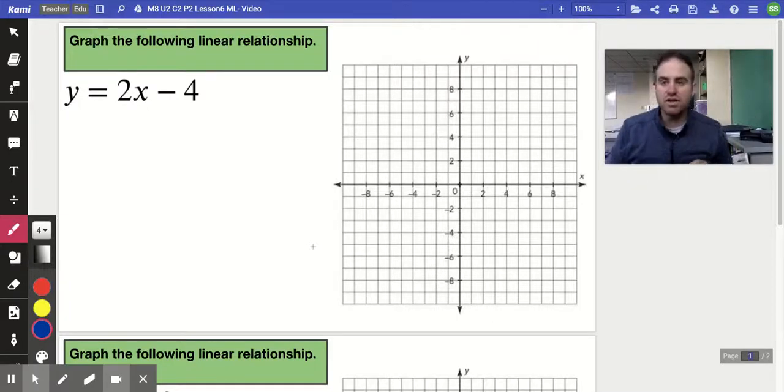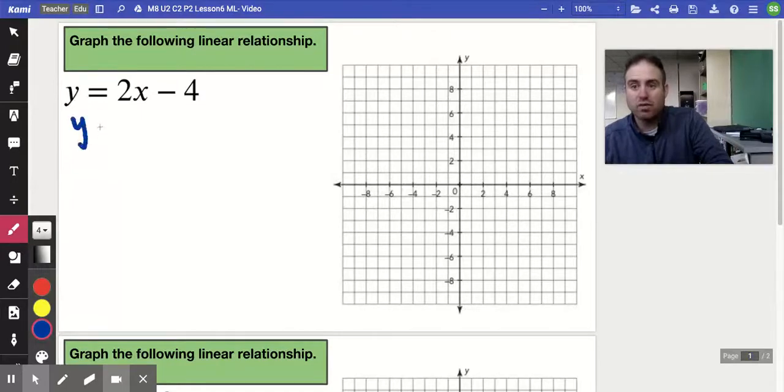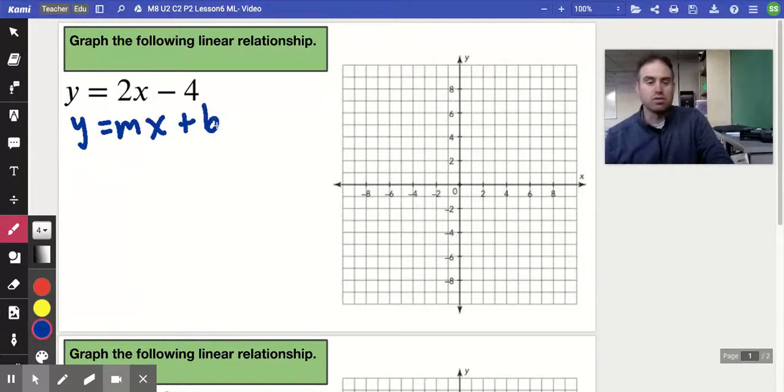Alrighty, the purpose of this video is to learn about graphing lines. We've been talking about linear relationships. We know that all linear relationships can have an equation of the form y equals mx plus b. And this equation here in front of us is written in this way. So we know therefore that our b value is going to be -4.